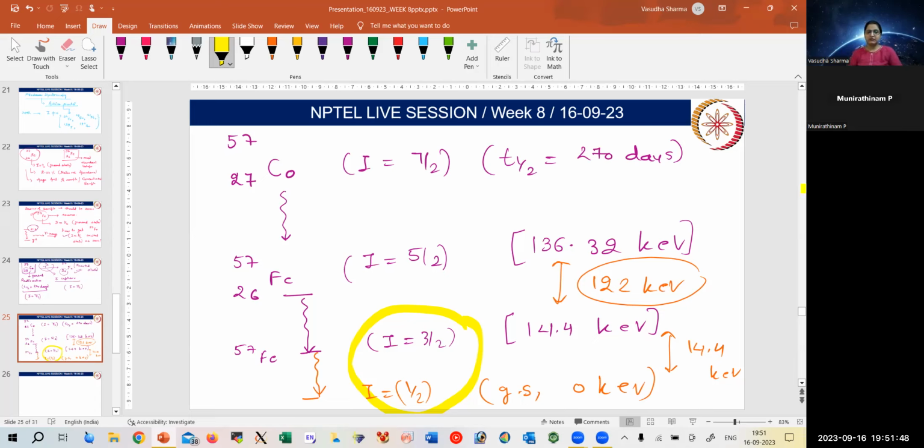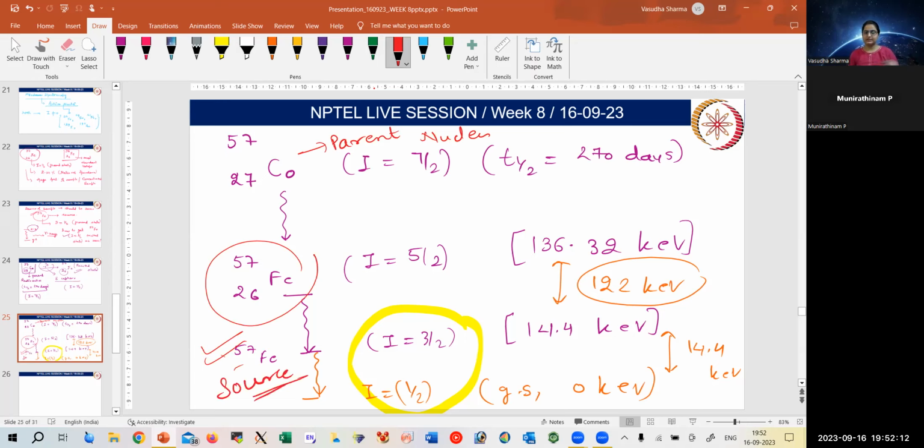So we started with the parent nucleus, which gives us the excited iron 57 that we wanted, and it then converts to iron 57. This is the required condition: the I value has to be 3/2 because of its energy difference, and therefore we will have a source. So this becomes our source, the excited state. Is this clear?